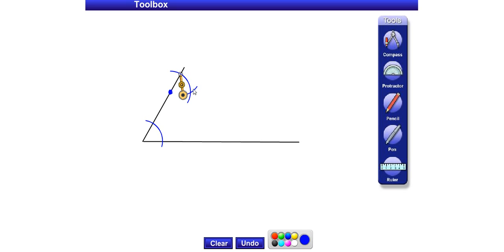So this means that we know where a second line should be. So take our pencil and we're going to draw a line from the point that we drew initially to that intersection point.